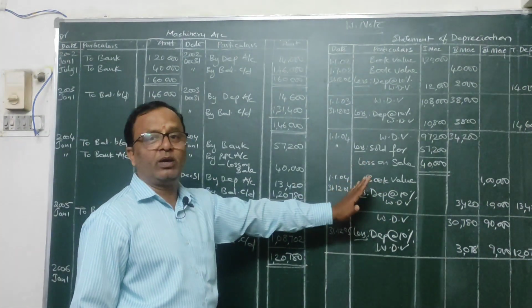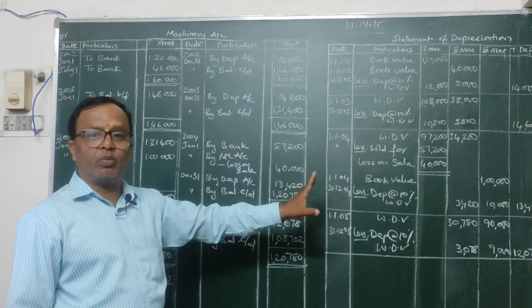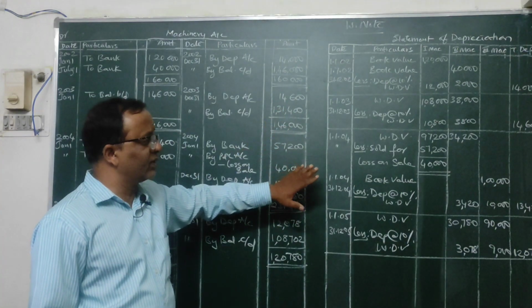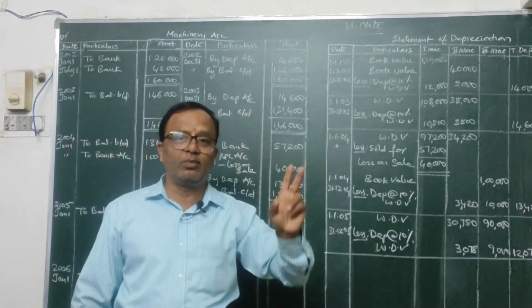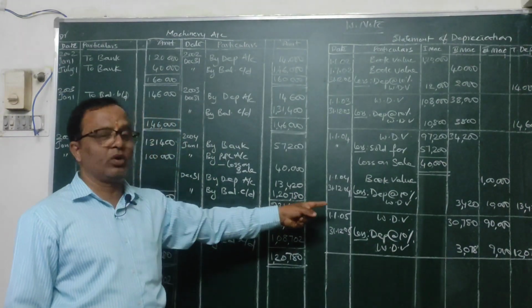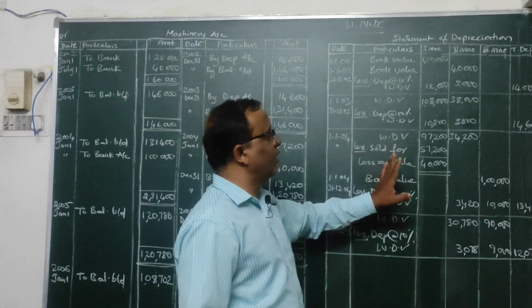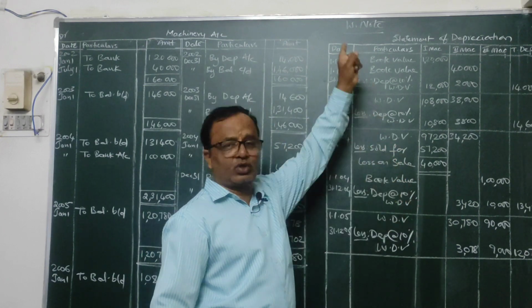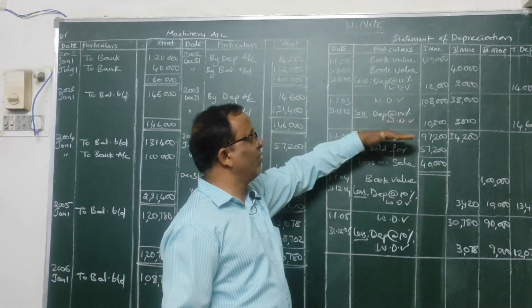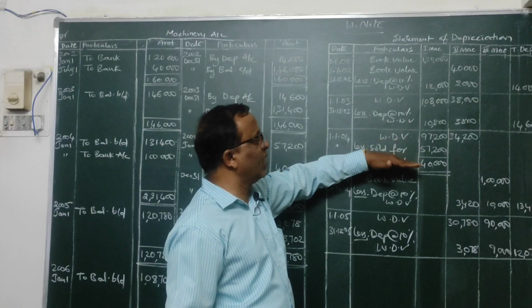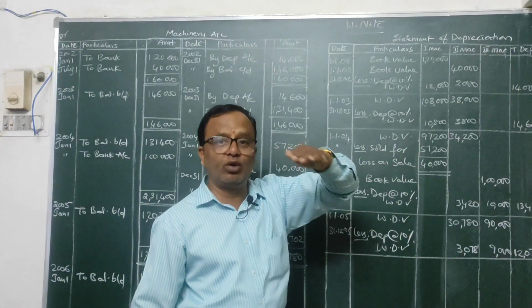Please try to follow me. I want you people to go through these two problems. Okay. If you are able to handle this, say the first problem I have done on the straight line method. This particular problem I have done on the written down value method. See, under the straight line method, every year we are going to calculate depreciation on the original cost. Whereas under the written down value method, every year we are going to calculate depreciation on the balance of the asset in the beginning of the year.